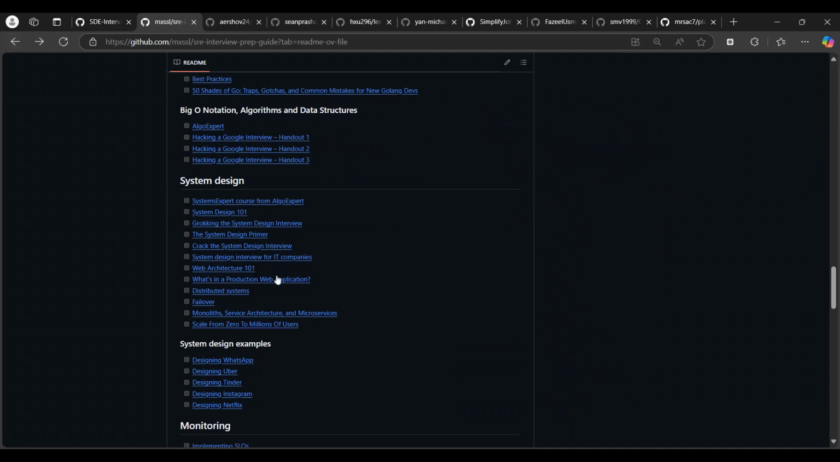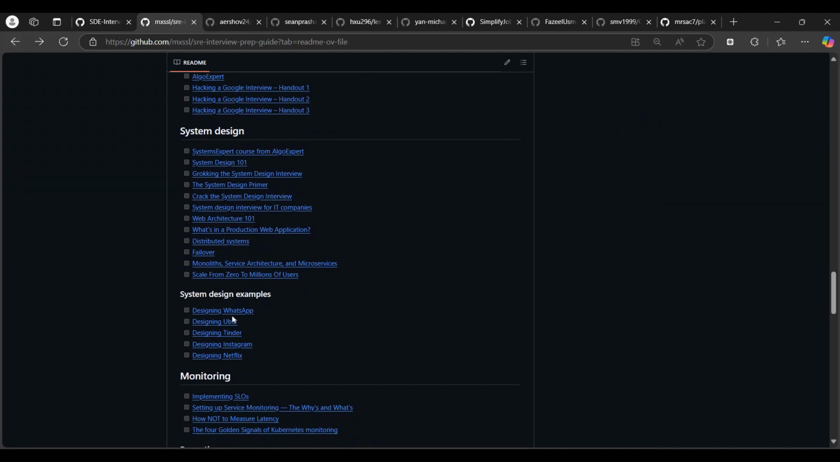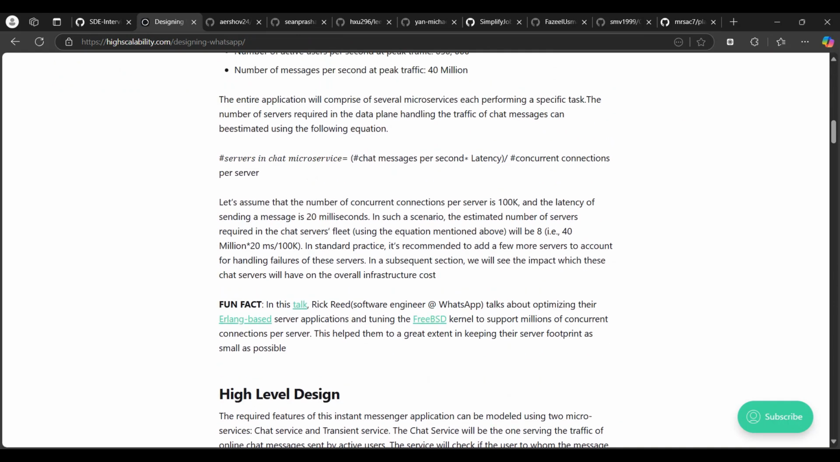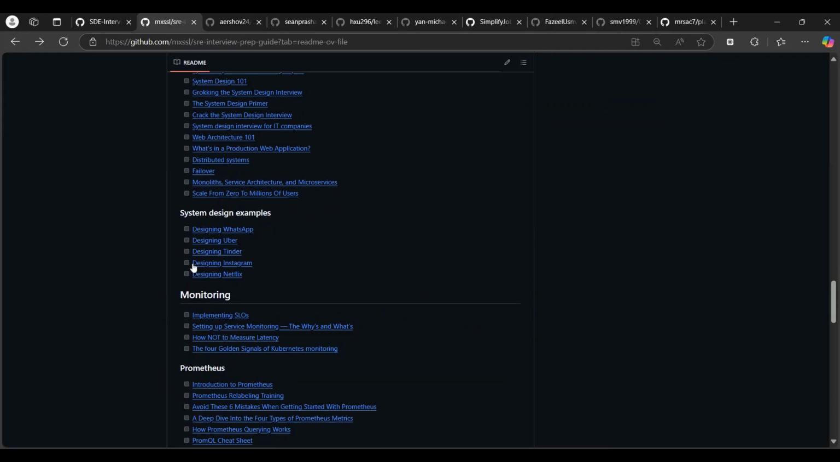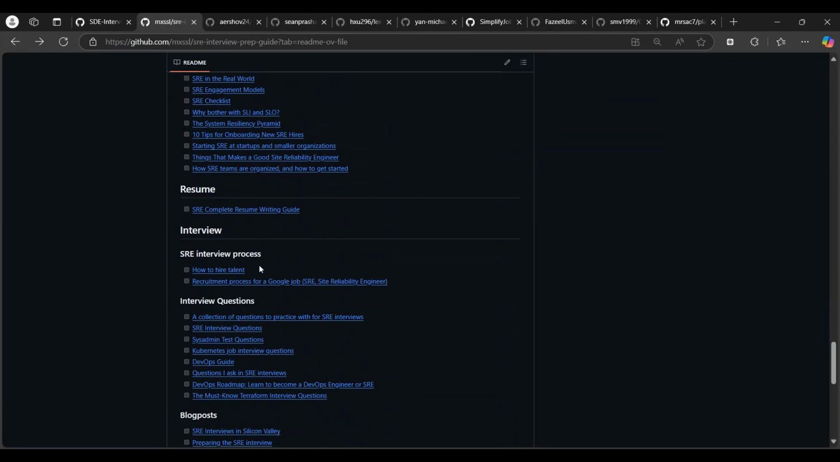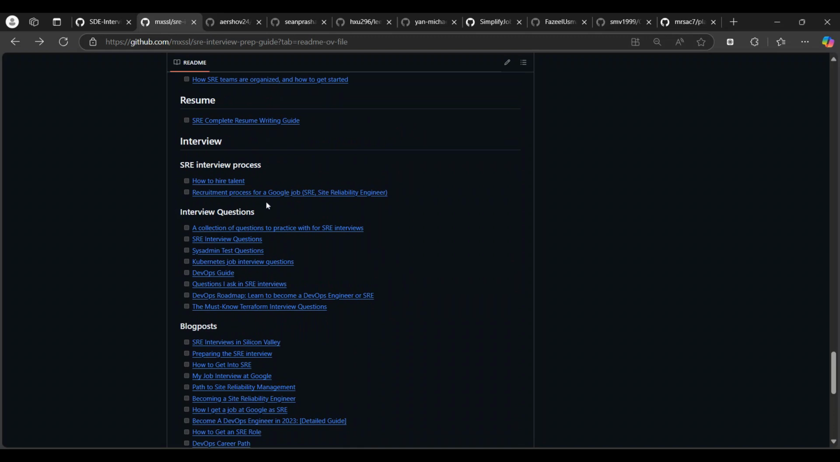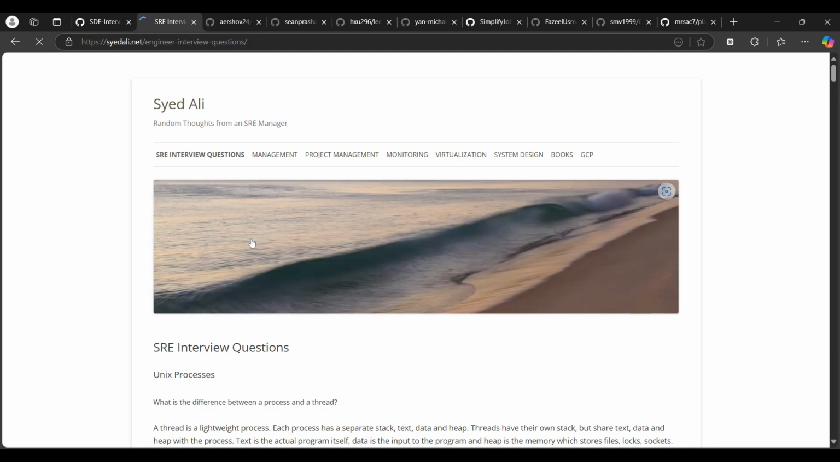So, system design examples, design WhatsApp. If you click design WhatsApp, I guess they have added this GitHub article. For other topics also they have listed. Similarly, for interview questions also, they have listed the most important questions that are mostly asked. So from here also you can prepare and get fully prepared.